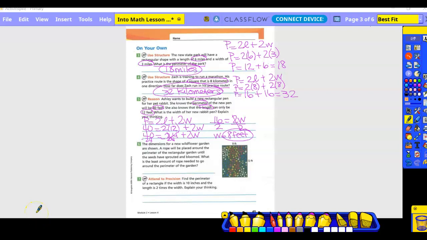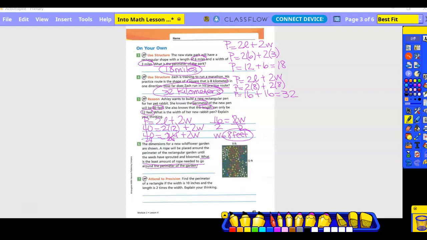Fourth grade math, lesson 4.2, part 2. Number 6, the dimensions for a new wildflower garden are shown. A rope will be placed around the perimeter of the rectangular garden until the seeds have sprouted and bloomed. What is the least amount of rope needed to go around the perimeter? So we're looking to find the least amount of rope needed to go around the perimeter.